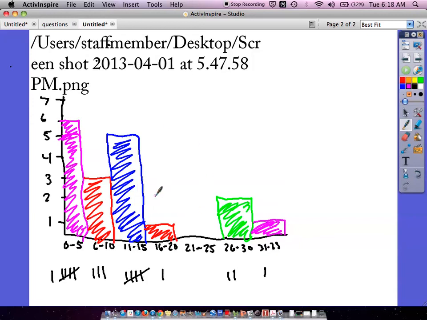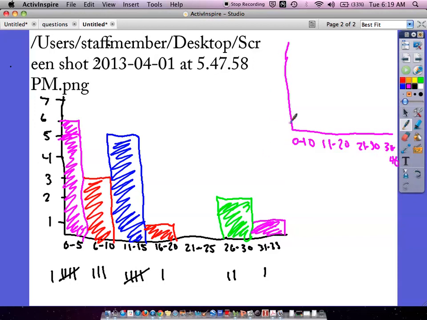Now, you could have done this a few different ways. I did categories of 0 to 5, 6 to 10. I went by 5s. Okay? I could do the exact same graph, and instead of making the categories go by 5s, I can make the categories go by 10s, and it's just going to look a little bit different. So it would be 0 to 10 would be a category, 11 to 20 would be a category, 21 to 30 would be a category, and then 30 to 40 would be a category. And then I could make my bar graph again.